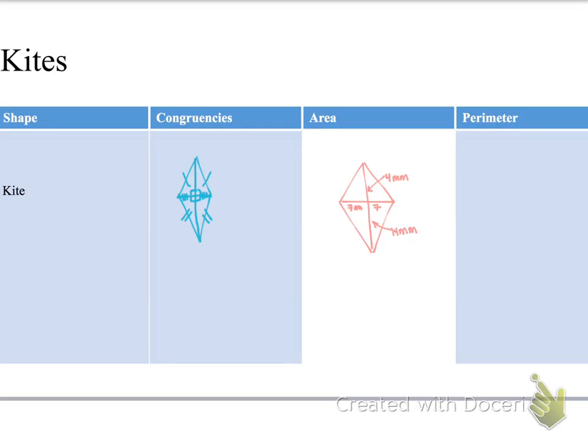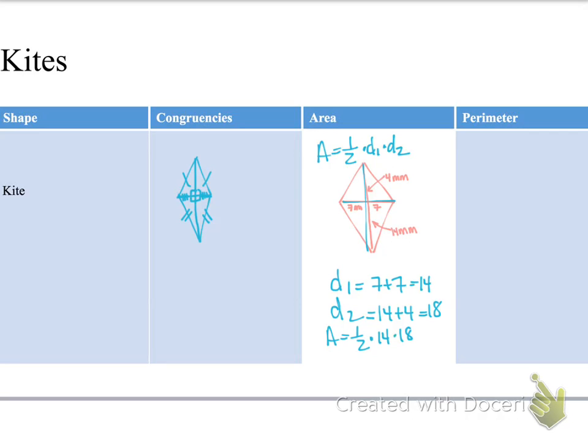Okay, so our area equation is the same as it is for a rhombus. So 1/2 times diagonal 1 times diagonal 2. Again, it's the entire diagonal. Okay, so if I do diagonal 1 in this, I do 7 plus 7, and I get my 14. My diagonal 2, I do 14 plus 4, and I get my 18. So my A is equal to 1/2 times 14 times 18.